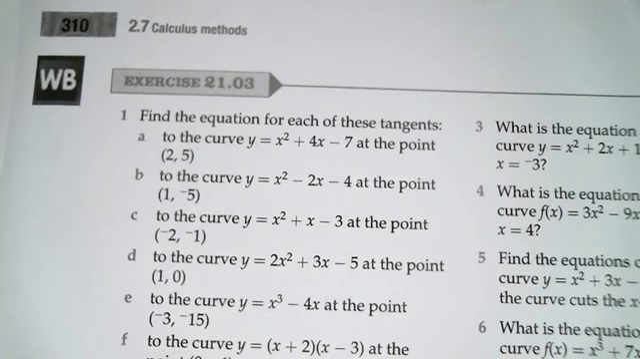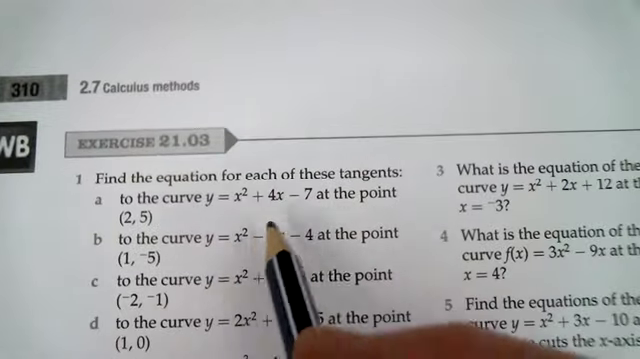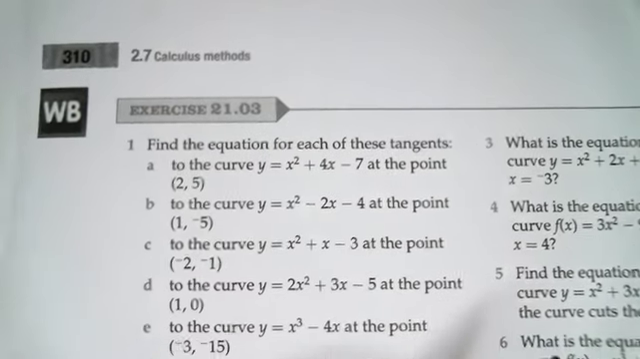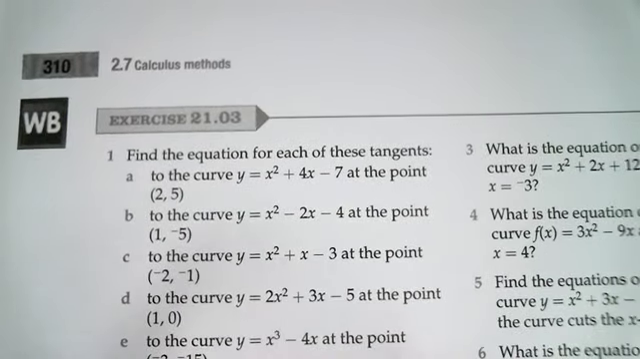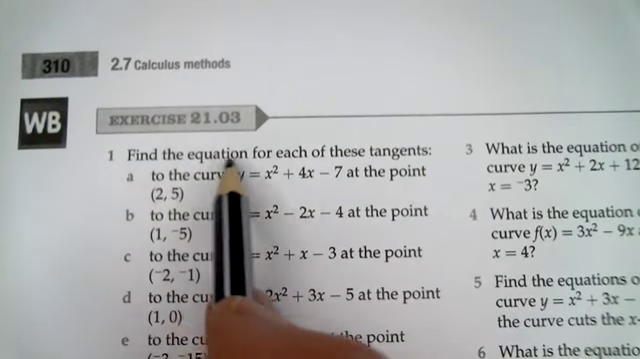Let's now apply the skills we've just learned, and we're going to have a go at finding the equation for tangents to a curve at a certain point. And this is exercise 21.03 from the Theta Mathematics text. But just for a bit of fun, I'm going to start you off with question 1.